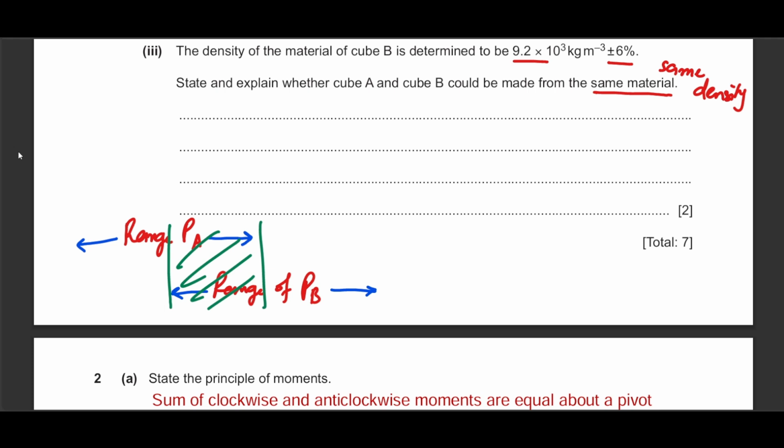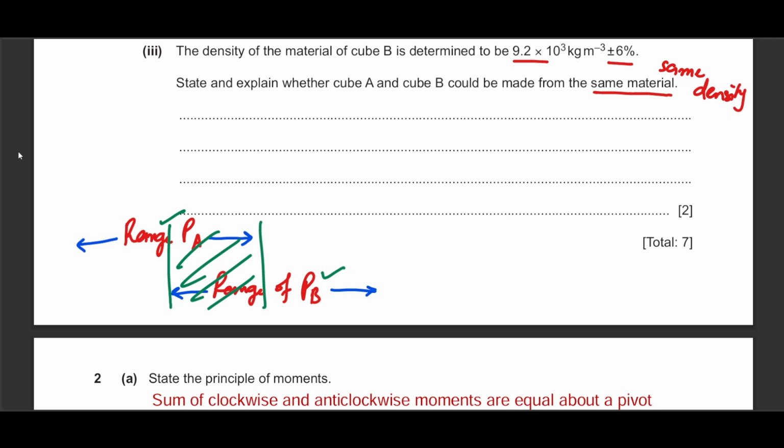If even after calculating ranges, one value does not fall in the category of the other one, we would have to say that no, they are made out of different materials. So what the procedure would be, you can either choose to calculate the density or the range of values for cube B or for cube A, and then check if it falls in the category or in the range of the values of the second one.